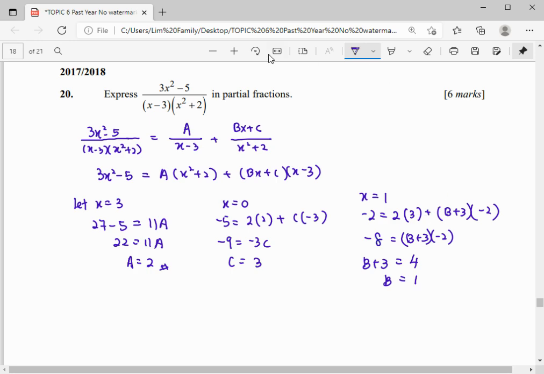This is how we solve our 3 unknowns by letting 3 times. When we let 3 times, it means we have 3 equations. Finally, we write back our unknowns A, B, C so that we can express our fraction into the partial fraction completely with numbers, where A is 2, and then B is 1, so 1x plus C over x squared plus 2.